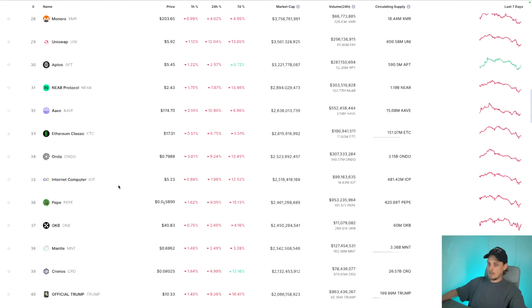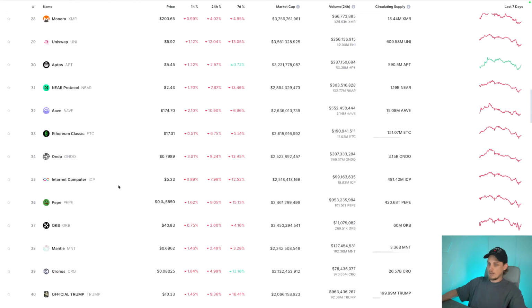sell. You can search by different categories like Made in USA, AI coins, RWA, gaming, etc. Now all these coins here are listed by market cap. So Bitcoin being the biggest market cap of 1.6 trillion, then it's Ethereum, Tether, XRP, and so on.